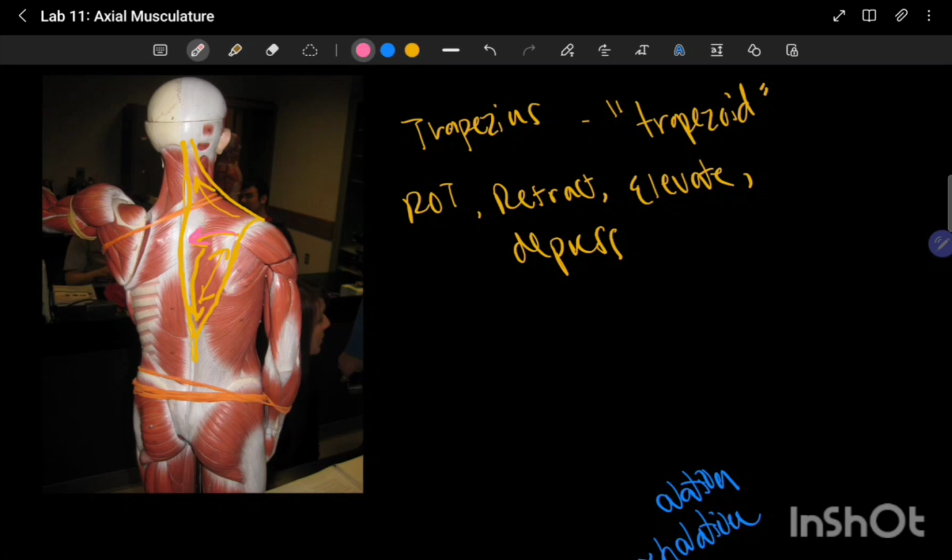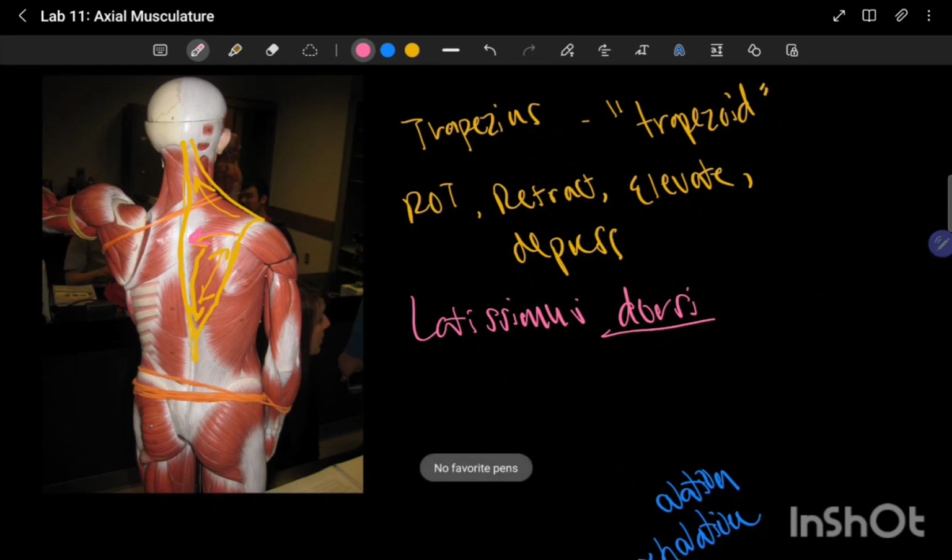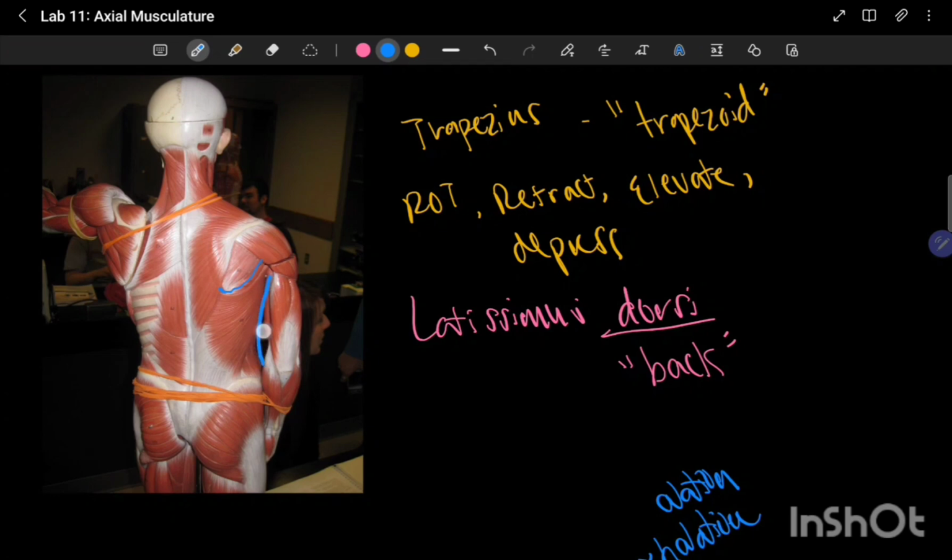Next up, we have latissimus dorsi. So if you see the term dorsum, that just refers to back. So we'll have dorsal this, dorsi that. All of that refers to this back region. Latissimus dorsi is the other main superficial muscle of our back, and it's super broad, so it's going to have a ton of different attachment points. So I'm kind of outlining it here.